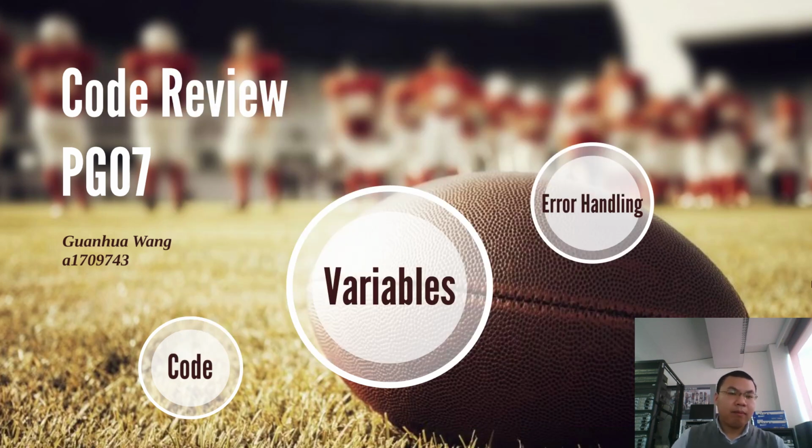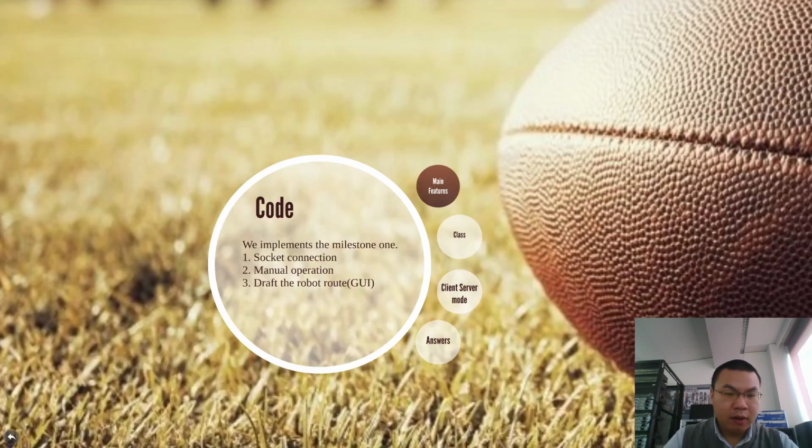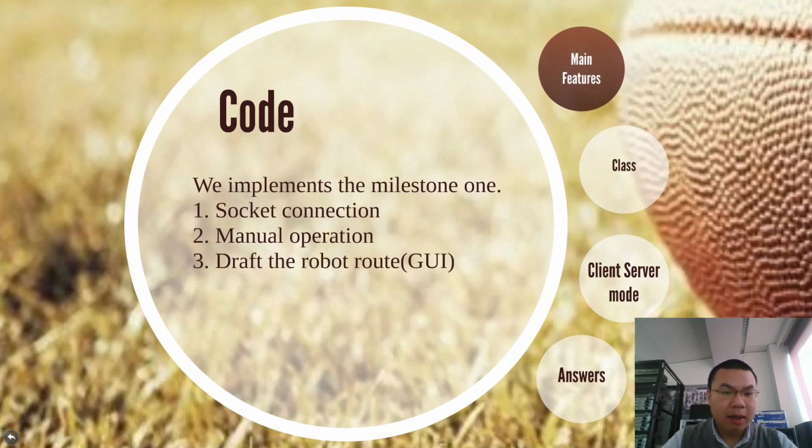Hello, I am Guanghua Wang and I will do the code review for PG7. This review includes three parts: code, variables, and error handling. For the code part, we implemented Milestone 1, which includes socket connection, manual operation, and a draft GUI.